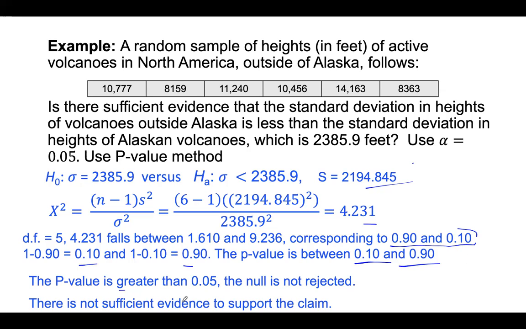So the p-value is basically greater than 0.05. So therefore the null is not rejected. So there is not sufficient evidence to support the claim, because obviously p here is greater than 0.05. So we do not reject the null.